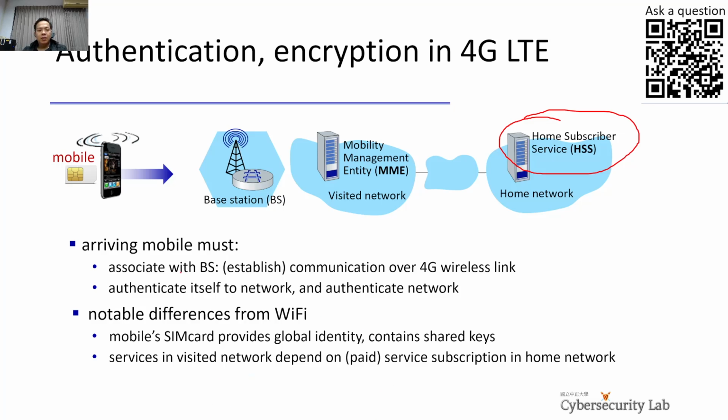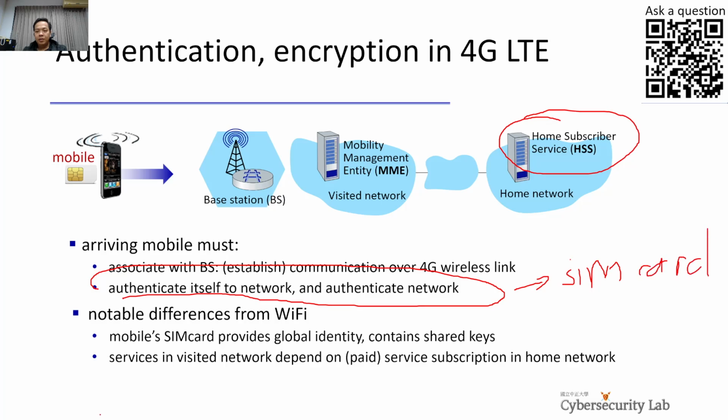So here, when the mobile arrives, we need to associate with the base station and try to authenticate itself to the cellular network. This uses the key in the SIM card. Here it is different from Wi-Fi. We have a mobile SIM card, right? It provides a global LTE and shared key.